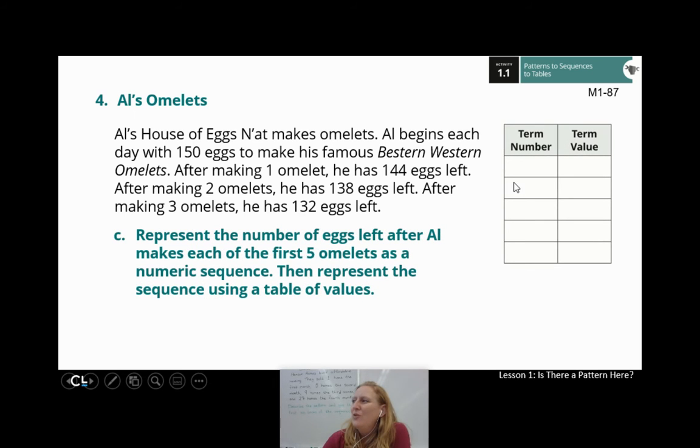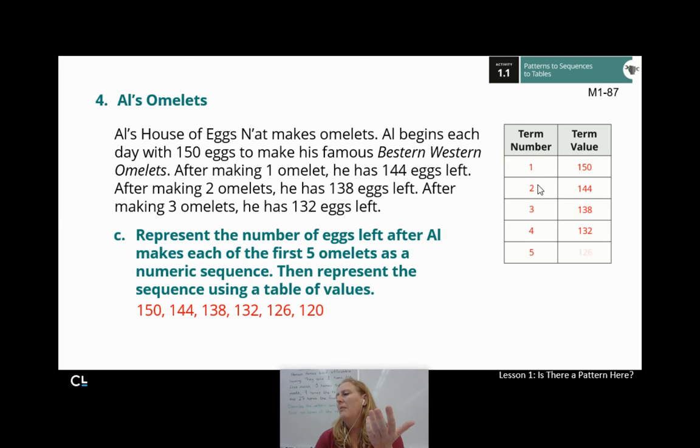For part C, of course, we're going to do two things here. We're going to represent the number of eggs left after Al makes each of the first 5 omelets as a numeric sequence, and then represent that sequence using a table of values. So we started off with 150, and then 144, 138, 132, 126, 120. And now, of course, we want to put it into our table. So first we had 150 eggs, and then after each omelet, we lost 6 eggs. My table wasn't quite big enough, which annoyed me, so I made it a little longer.